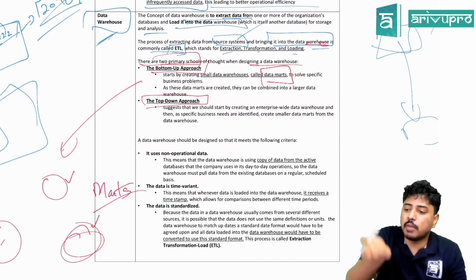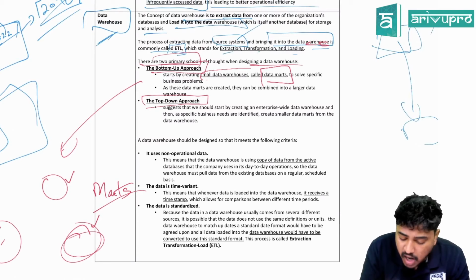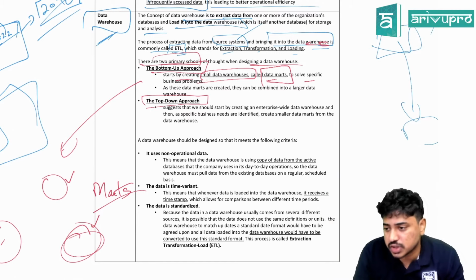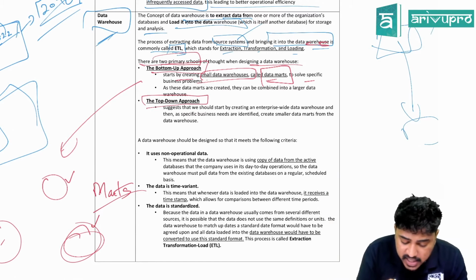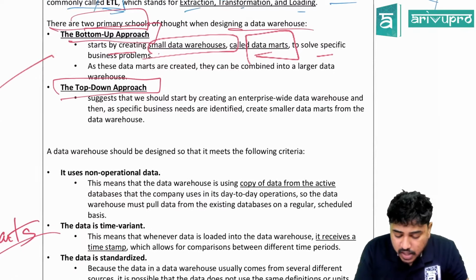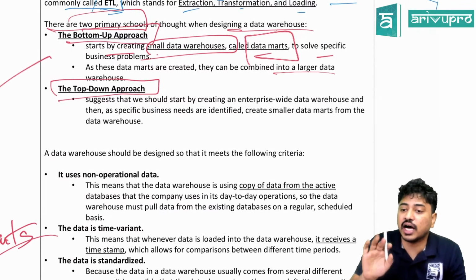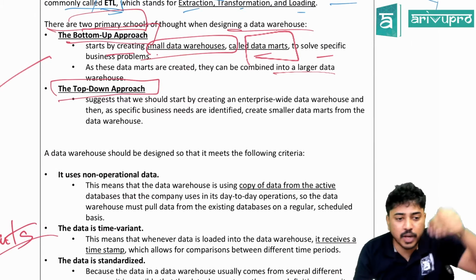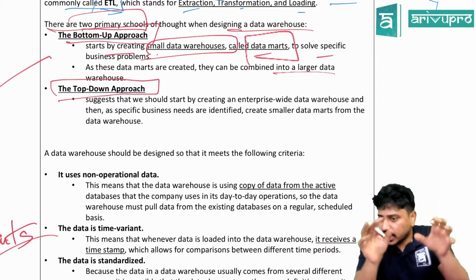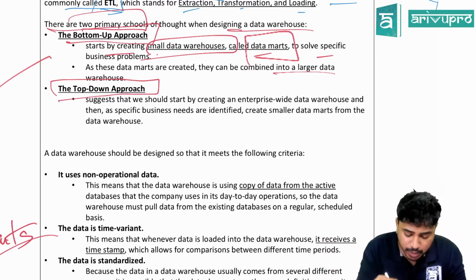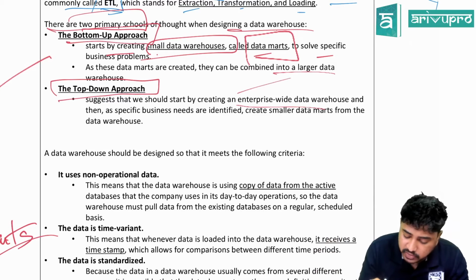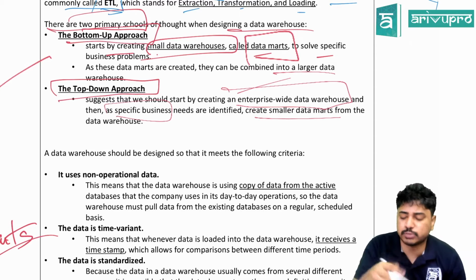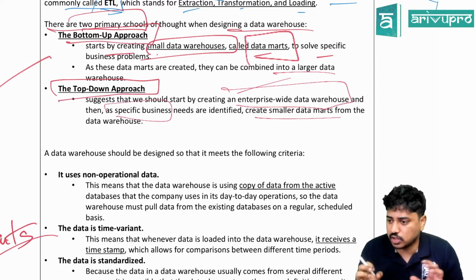That we call the bottom-up approach. That is, you start by creating small data warehouses called data marts to solve specific problems. These data marts are created and they can be combined together into larger data. Top-down approach: first you create the data house for India, then you create subdivisions. So we should start creating an enterprise-wide database, then specific databases, and then small ones. You can identify specific businesses and then create them small.